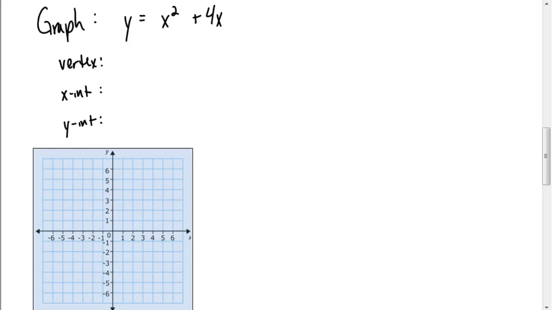Okay, so the first step is to find the vertex. We're going to take the opposite of b divided by 2a. b in this case is 4, so the opposite of 4 is negative 4. a in this case is 1, so 2 times 1 is just 2. So we just found the first half of our vertex is negative 2.